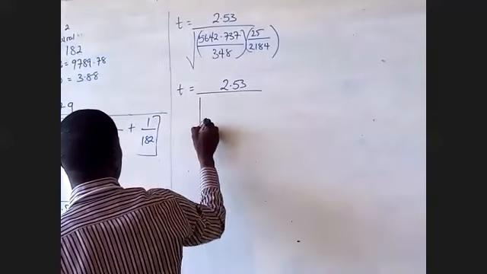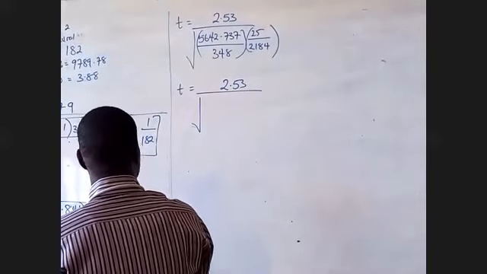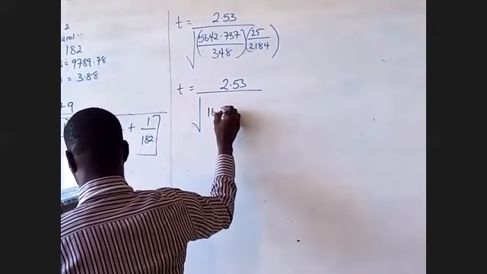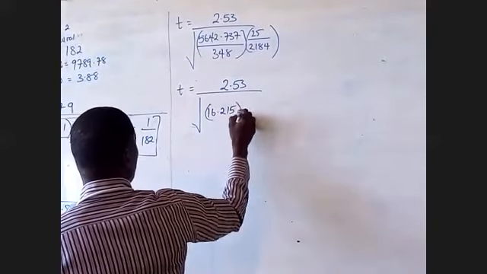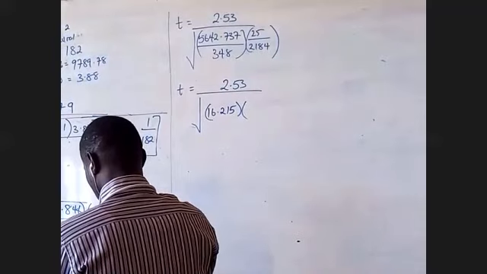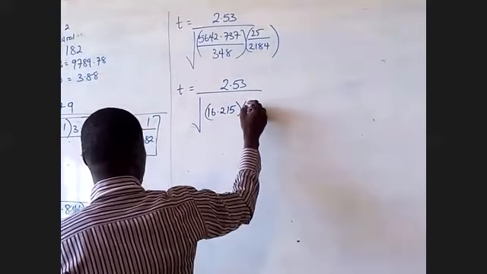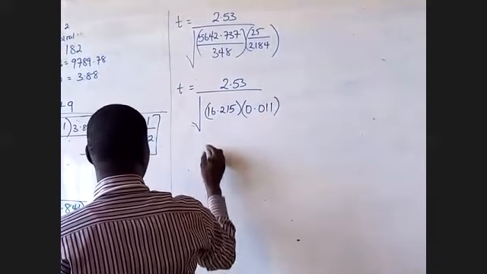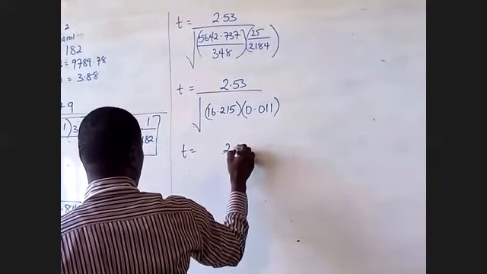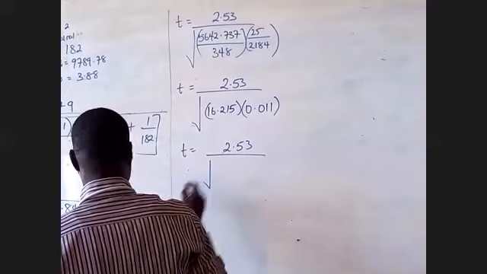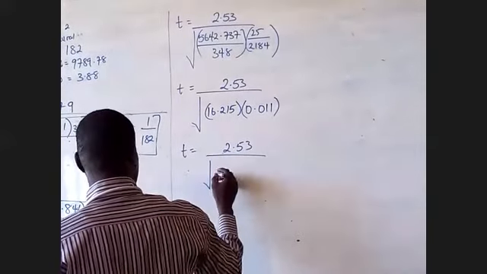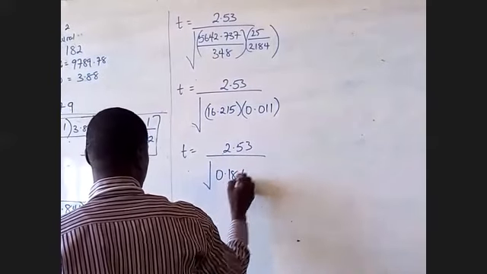T becomes 2.53 over root of 16.215 multiplied by 0.011. So T will be equal to 2.53 over root of 0.186.